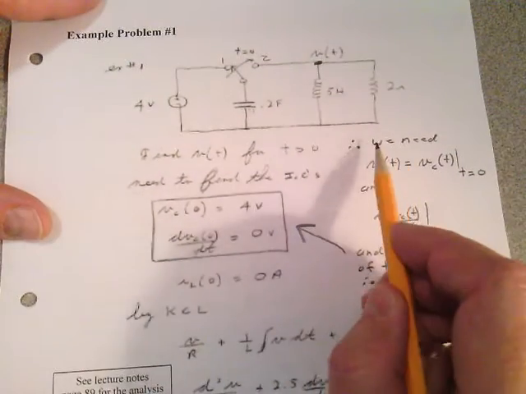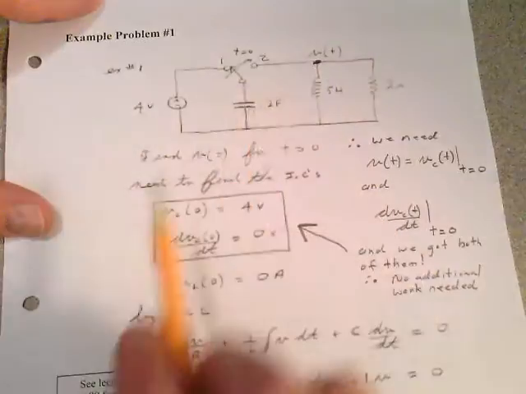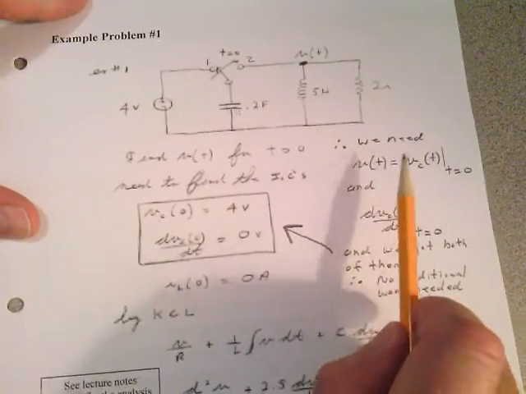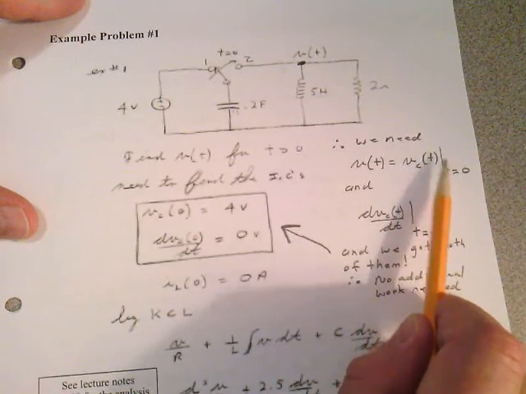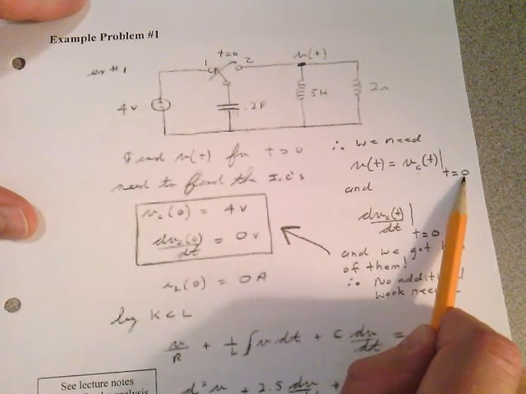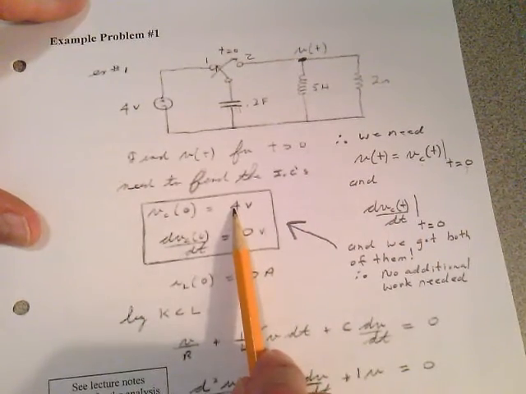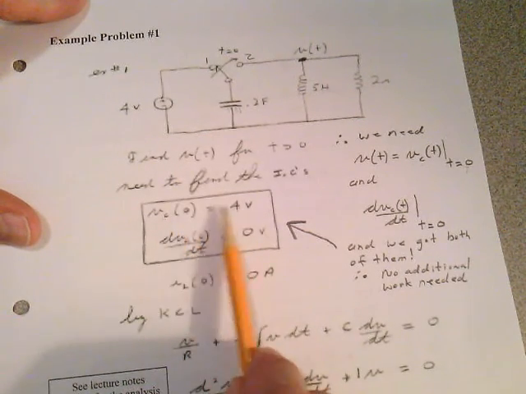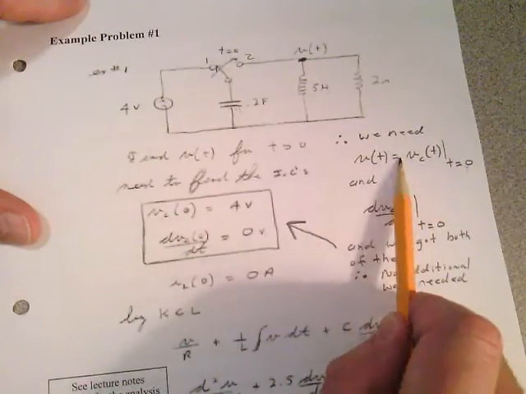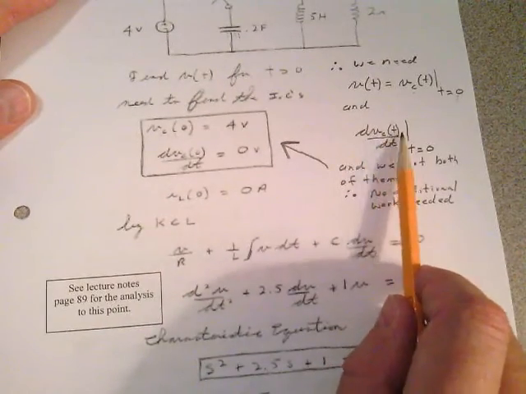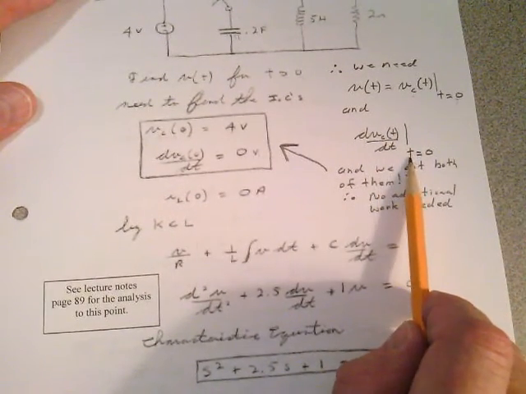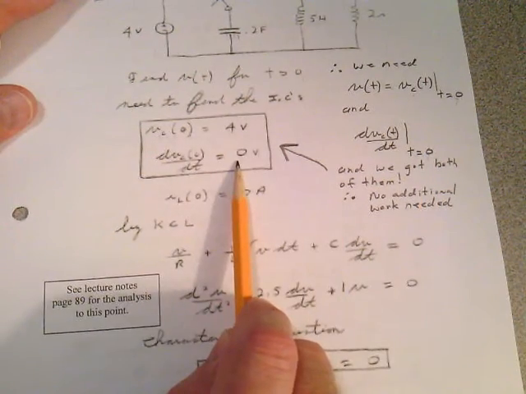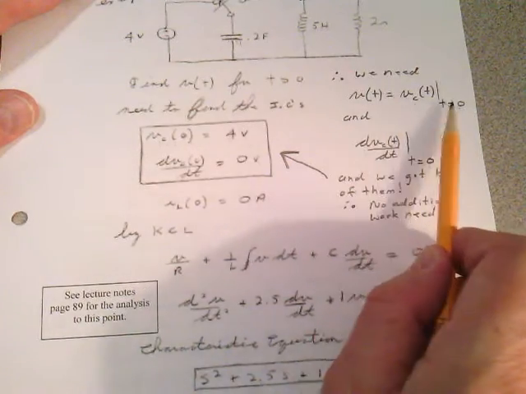So what we always need in second order systems, and you're going to have to recognize this in every system, we need to have vC at t equals 0. We got it. vC(t) evaluated at t equals 0 is 4 volts. So I'm giving you that. And we need the derivative of vC(t) with respect to t evaluated at t equals 0. And we got that. So in this first problem, I'm giving you both of these.